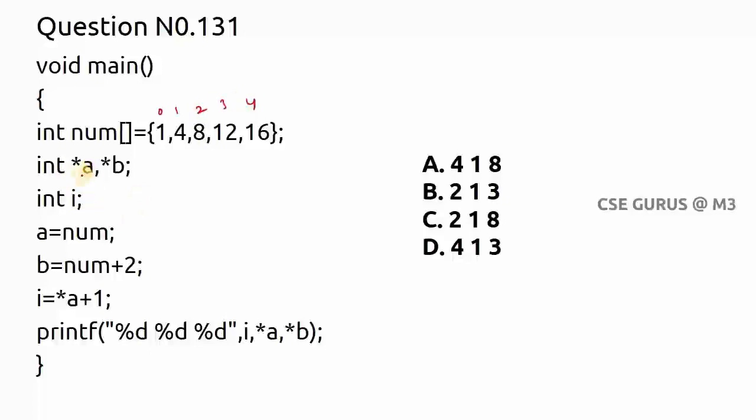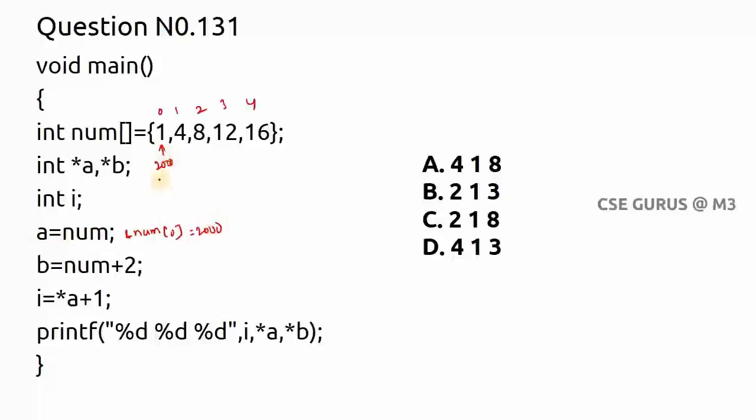Now I have taken two pointers, pointer A, pointer B, and another one, int I, where a equals num. What is the meaning? If num is an array and I print num, it takes &num[0], the address of this index. Let us suppose this address is 2000, so the a value will be 2000.